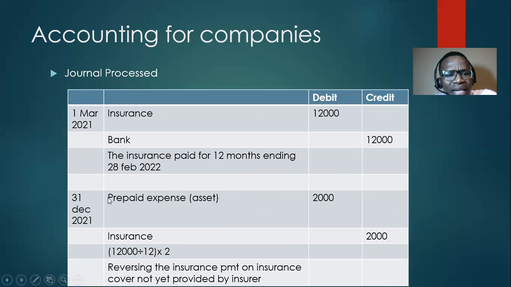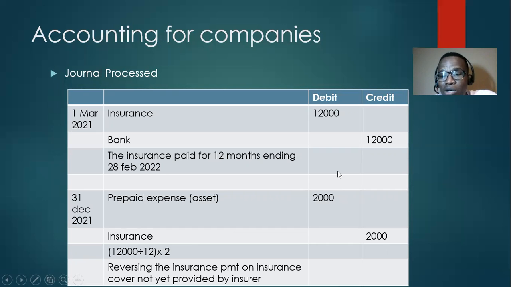Then by 31 December 2021, the company will need to process a journal so that they can adjust for that insurance. Because this insurance of 12,000 was paid for 12 months, which ends on 28 February 2022. As the financial year ends on 31 December 2021, it means 2 months are left before the company's insurance cover ends, right? So it means the company has got the right to receive that insurance cover for the next 2 months after the year end. That's why it's going to be a prepaid expense. And that prepaid expense is an asset, right? Why is it an asset?